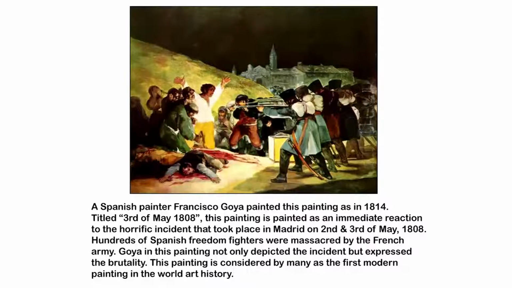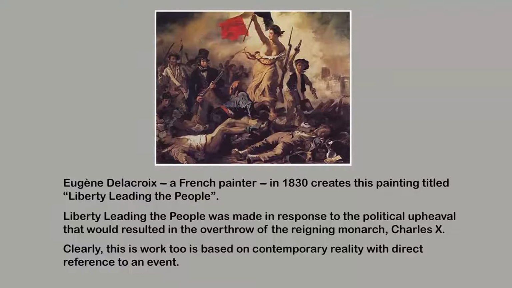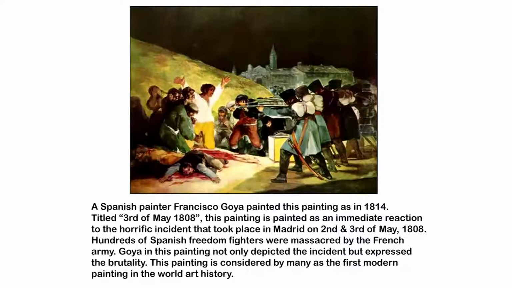Goya in this painting not only depicted the incident but expressed the brutality. This painting is considered by many as the first modern painting in the world history. Whether in this painting by Goya or the earlier painting by Delacroix, in both these paintings, of course, certain principles of realistic art are there, but more than that, it is about a direct expression of an immediate realistic situation, political and social.